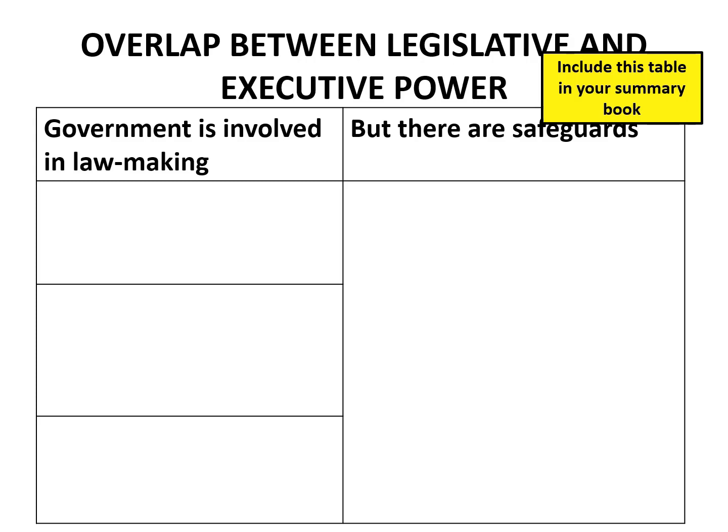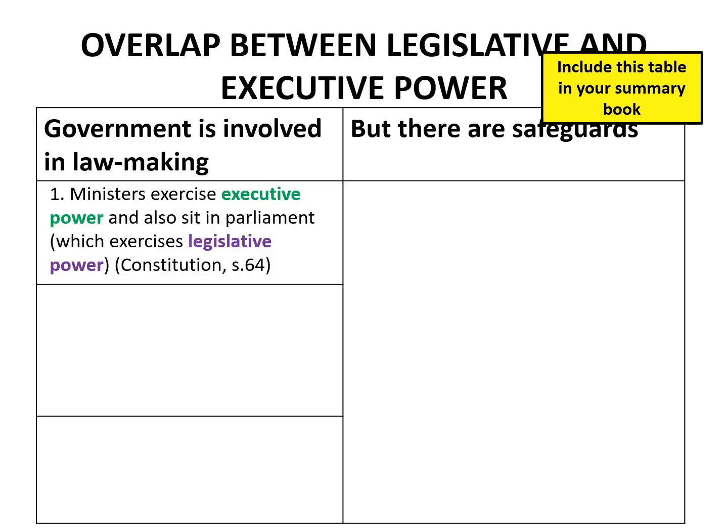The first situation in which the government is involved in lawmaking arises from the fact that under Section 64 of the Constitution, ministers in the Commonwealth Government must be members of the Commonwealth Parliament. That is, a person can't be appointed as a minister unless they have also been elected as a member of the Commonwealth Parliament. This is an important part of the principle of responsible government, which means that ministers are accountable to Parliament for their actions, in the sense that, because ministers are members of Parliament, Parliament can question them about what they are doing as ministers.